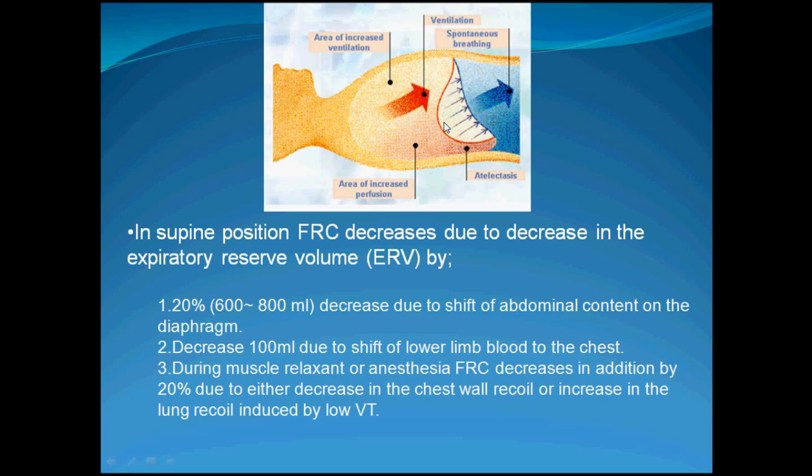So the functional residual capacity will decrease, and this decrease for sure will be associated with an increase in the closing volume, or the functional residual capacity will be less than the closing volume. And in this case, these alveoli, especially on the dependent part, will not be ventilated but will be perfused, and this will be responsible for the shunt.